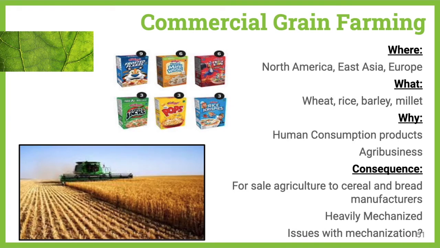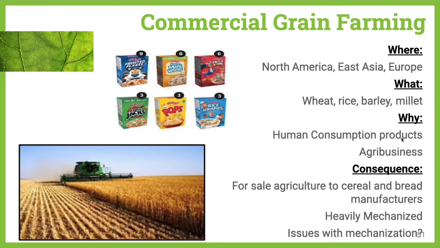What about commercial farming? The first one we want to look at is commercial grain farming. We find this most commonly in North America, East Asia, and Europe. And North America is very good at this. We've seen grain farms throughout Indiana, throughout the Midwest. This is something that the United States specifically does quite well. And this would be more extensive sort of farming, right? So we're talking about things like wheat, rice, barley, millet, a lot of things that go into these human consumption products. And there's big money in this, right?